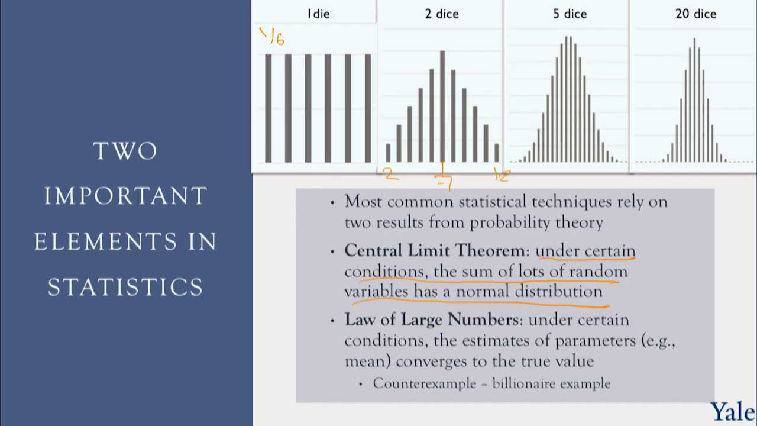The second key element is what's called the law of large numbers. What this says is that under certain conditions, the estimates of parameters, for example the mean, converge to the true value. This is true in many cases when the values are bounded and there's some technical condition. But let me give you a counterexample, which is the billionaire example. Let's first of all start with something that is true.